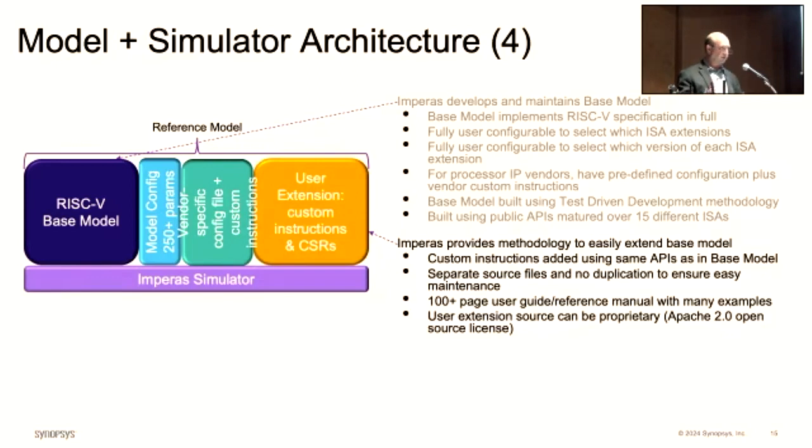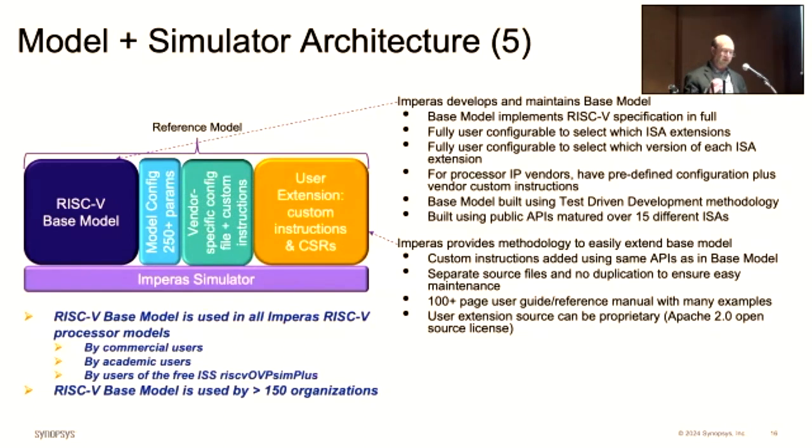All the Imperas RISC-V models, and we have models of over 100 different RISC-V processors, they all use the same RISC-V base model. Again, the RISC-V base model is used in all those processor models. It's used by our commercial users. It's used by academic users. And we do have a free instruction set simulator, RISC-V OVP Sim Plus. So this RISC-V base model is used by more than 150 different organizations. So it is very thoroughly tested internally by Imperas, very thoroughly used by our customers.